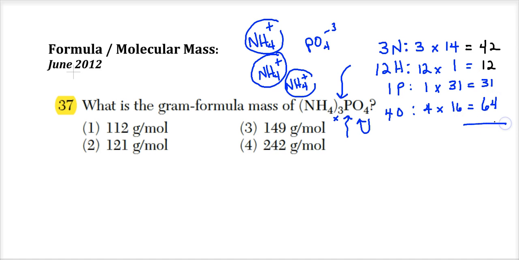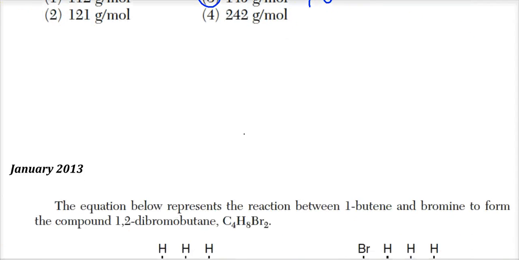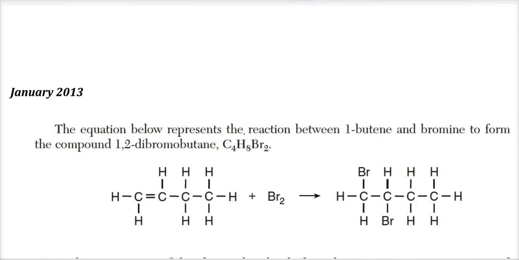We add these together using our calculator, or if you'd like to venture out and do it by hand, you can. 42 plus 12 plus 31 plus 64, and you get 149. Okay, very, very simple question, but there are some people who get it wrong. Be able to identify that. Okay, moving forward, and they don't get any tougher than that, but sometimes they throw a little wrinkle.